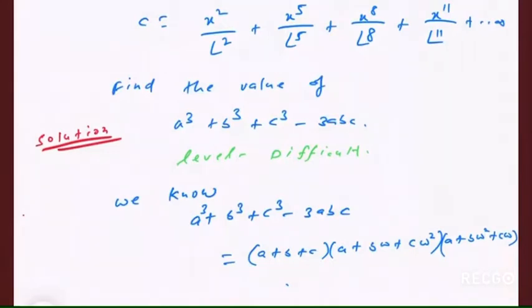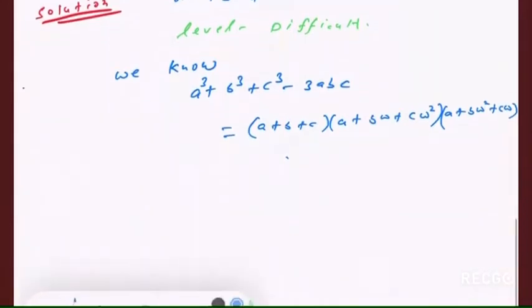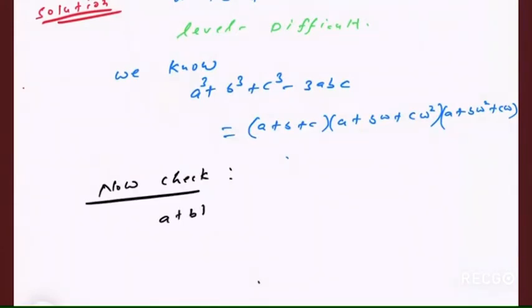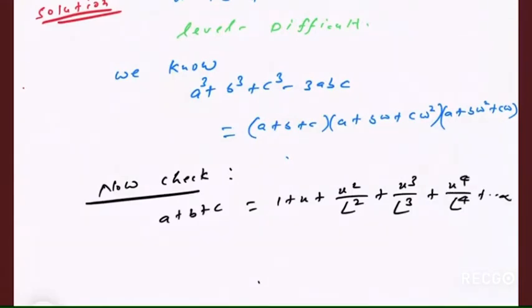Now, we should check each factor one by one. So let us check the first factor, a plus b plus c. If we add all these expressions a, b and c and then arrange the terms in increasing power of x, what we are getting is e to the power x.